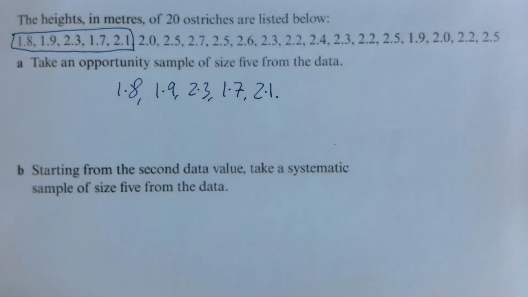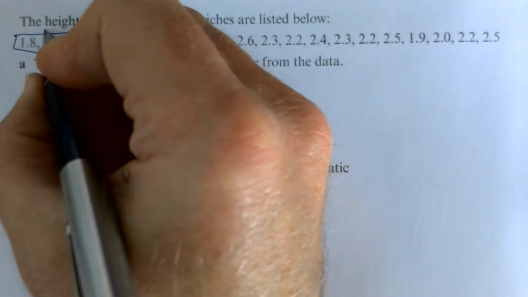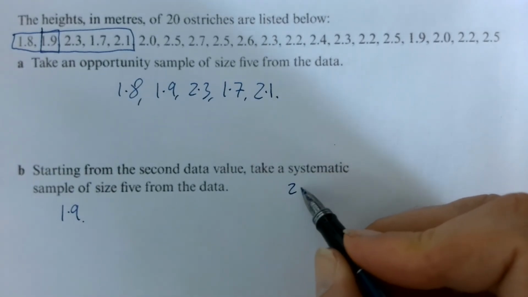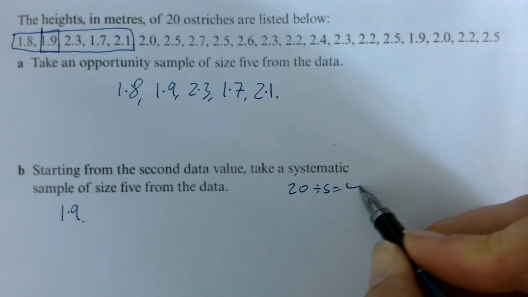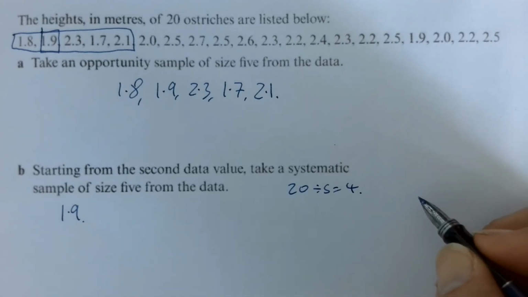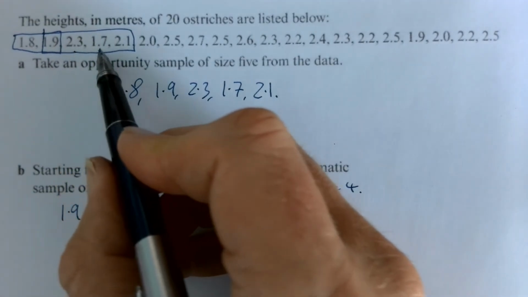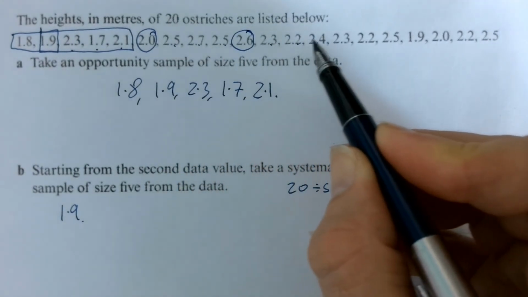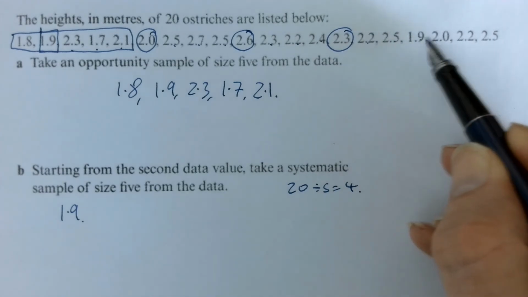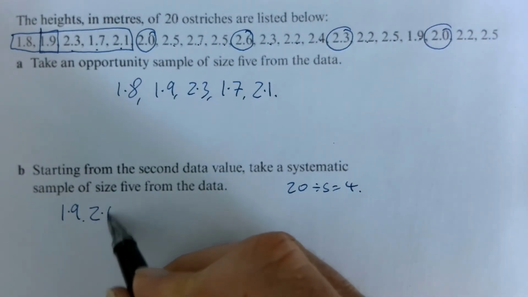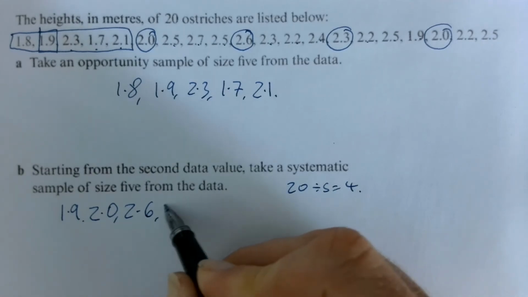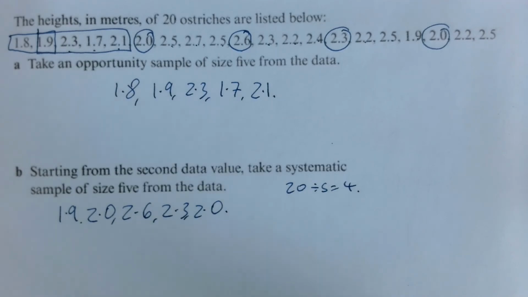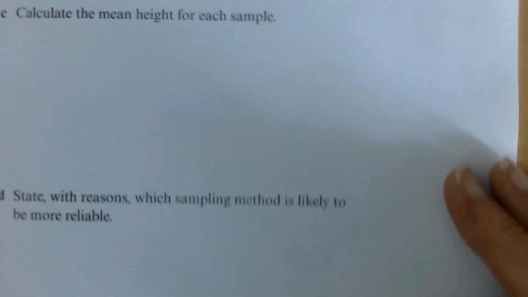Systematic sample, starting from the second data value, so it's going to need to be 1.9 for the first. Then 20, we need 20 divided by 5 equals 4. So it's every 4th value, isn't it? So 1, 2, 3, 4, 1, 2, 3, 4, 1, 2, 3, 4, 1, 2, 3, 4. And hopefully that should give us exactly 5 values. Right, okay, moving on to the last 2 parts.